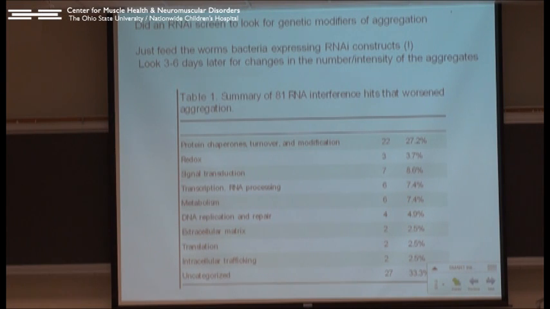So here's just a summary of some of the proteins that they found. So they saw a large number of the hits were in this protein chaperone turnover and modification category. Not surprising if you're getting these aggregates. They're probably caused by soluble protein building up and not being cleared in the cell. And then a whole list of categories for different types of proteins.